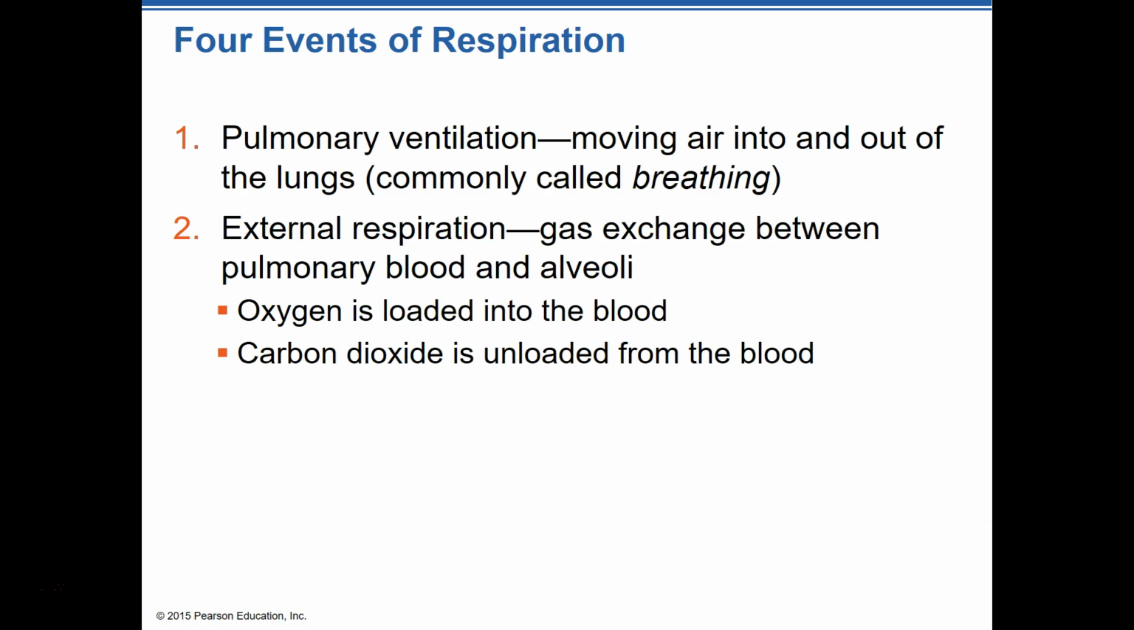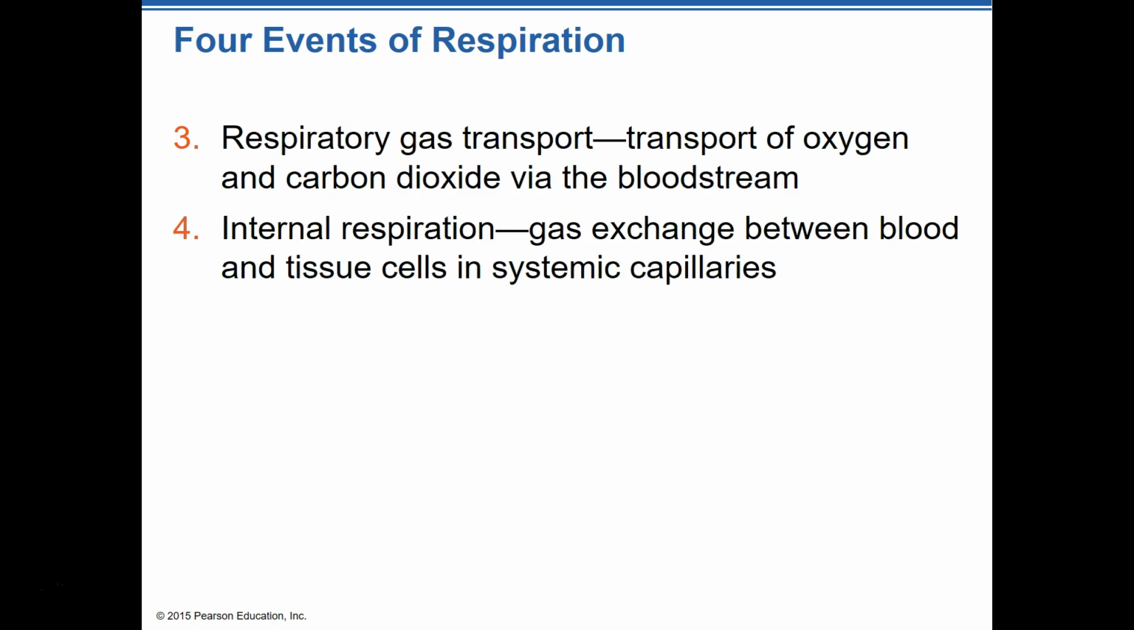External respiration is the gas exchange between the blood and the alveoli. That's event number 2. Of course, we know what goes on there after that video. Then there's respiratory gas transport, the moving of oxygen and carbon dioxide through the bloodstream on the red blood cells, or bound in other forms. And then internal respiration, which is between the blood and the tissues in the capillaries. And then we could take it a little farther and say cellular respiration is the Krebs cycle, remember that? So that is how it happens in those phases.